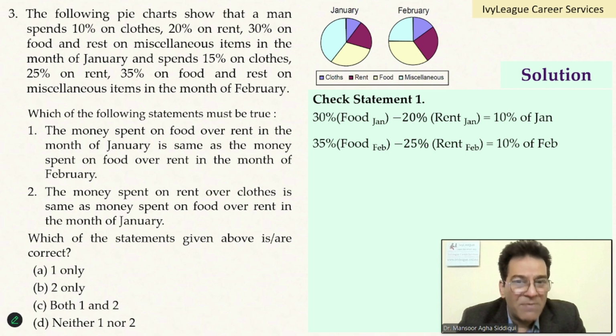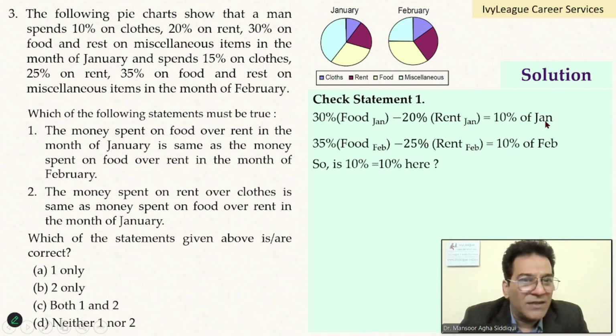But remember, is this 10% equal to this 10%? It can be equal. It can be equal if the expenditure of the month of January is equal to the expenditure of the month of February. And that is not written here. How much money did he spend in January and how much money did he actually spend in the month of February is not written here. The total amount of money is not written here.